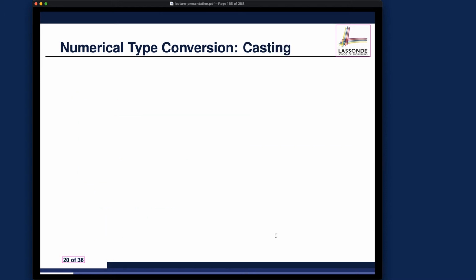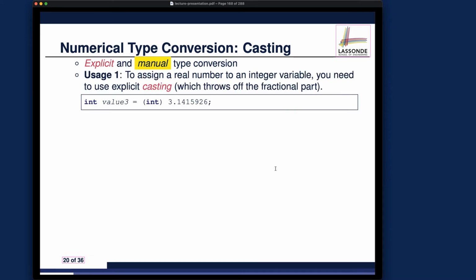Okay, so now how can we do it? Now we talk about casting. Really don't get confused between coercion and casting. Coercion is really trying to add a fractional part. Casting is trying to go the other way. We are trying to remove the fractional part. So it's going to be explicit, something you have to write down explicitly as a programmer, and it's a manual type conversion.